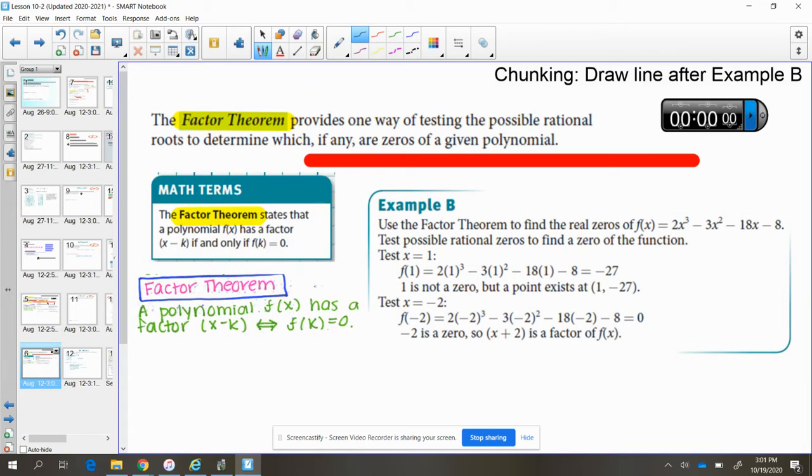Then, to actually figure out if they are zeros or not, we're going to start plugging them in and checking, do they equal 0? Because if they don't equal 0, that's just a point on our polynomial. And if they do, we know that it is in fact a 0 of our function. So in this case, if -2 is a 0, x plus 2 is a factor.